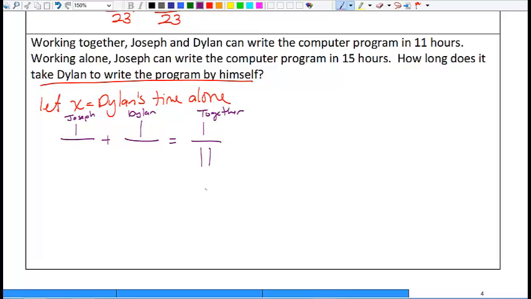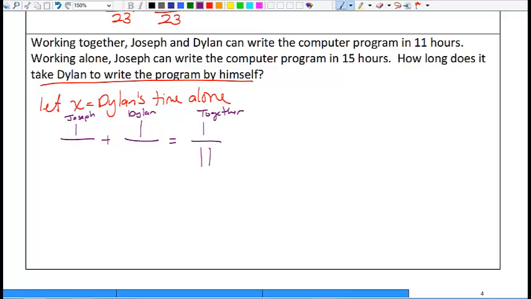The reason why we do it 1 over is because in 1 hour, Joseph and Dylan can do 1/11th of the program. Okay, so we're talking about per hour. So each one of these is per hour so that we can get it in the same rate and so that we can add them together and compare them. That's why the formula is 1 over.